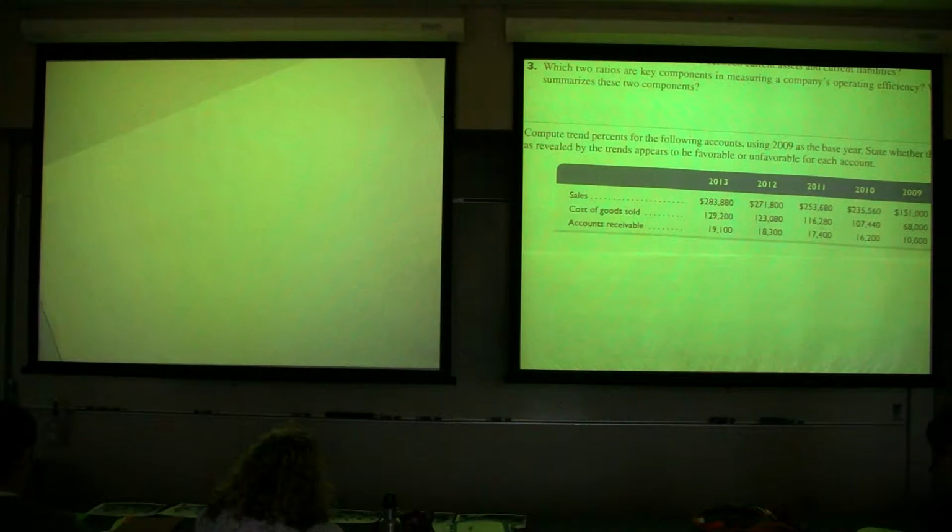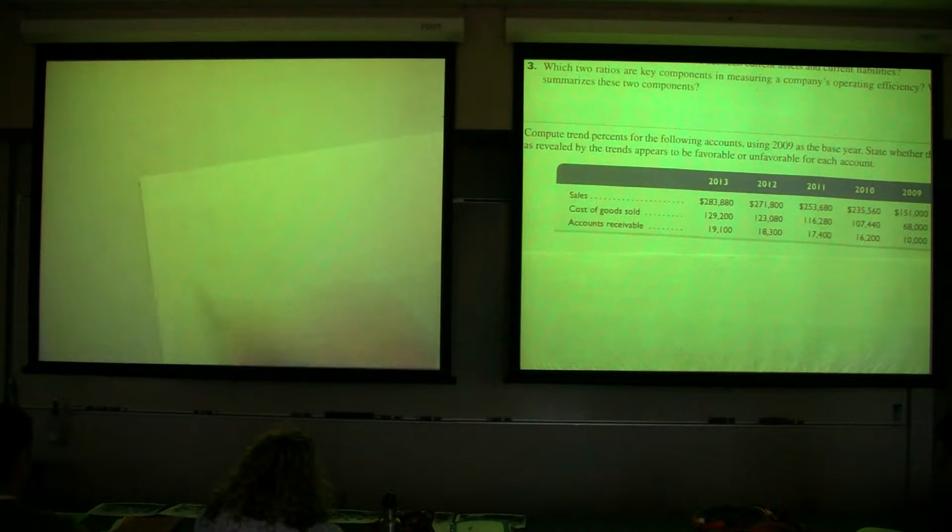So in this case, what we have here now is: compute the trend percent for each of the following using 2009 as the base year, as the earliest year. State whether the situation revealed by the trend appears to be favorable or unfavorable. So in this case, this is 17.3.